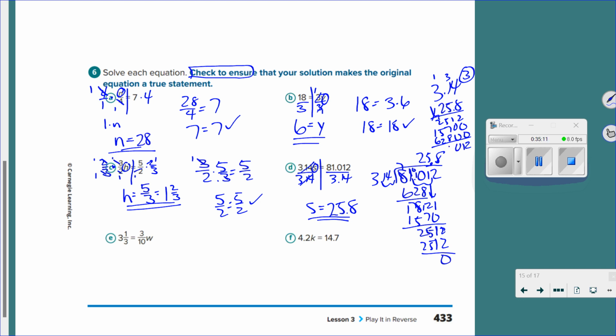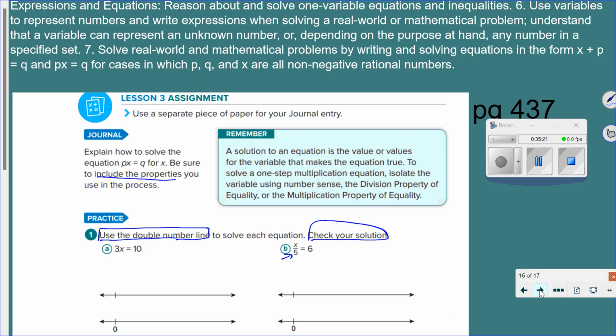Okay, we're going to skip the last two because we need to go to the homework. Go to 437. Okay, the journal on this one is a little tougher because we've skipped a lot of where we're going to use properties, but they're giving you a generic equation asking how do I solve for x? Your key here, include the properties. So show me where you start. I'll give you a hint.